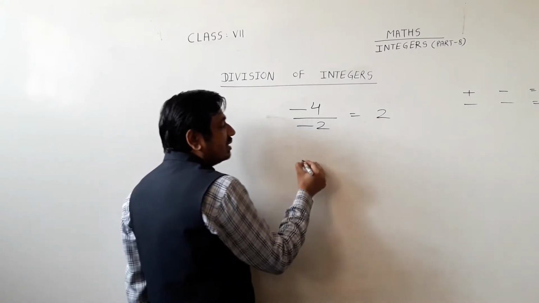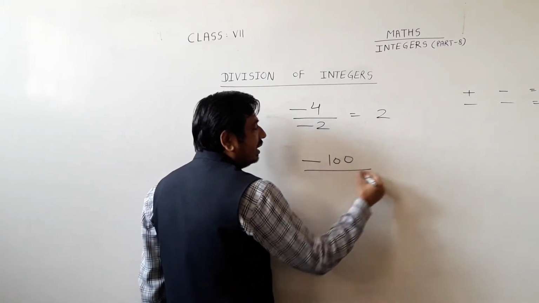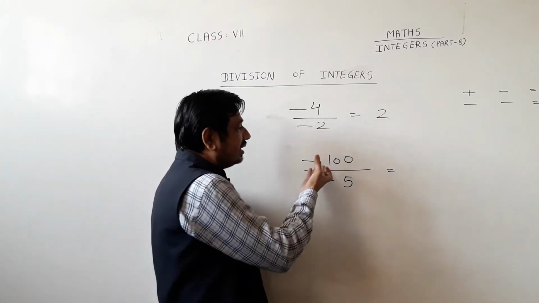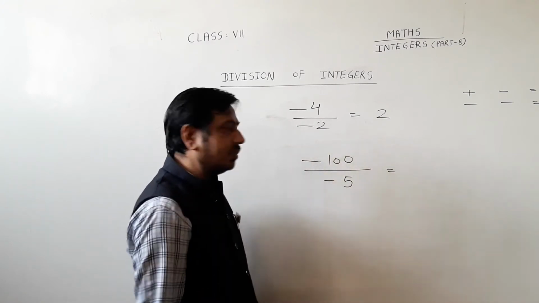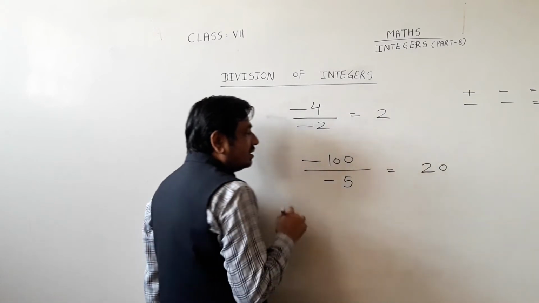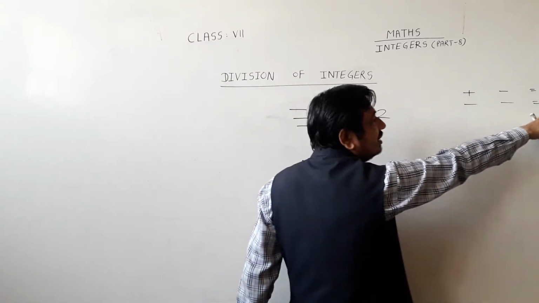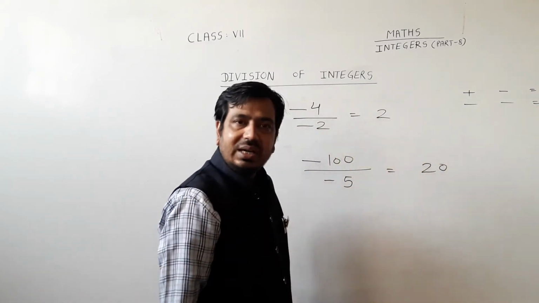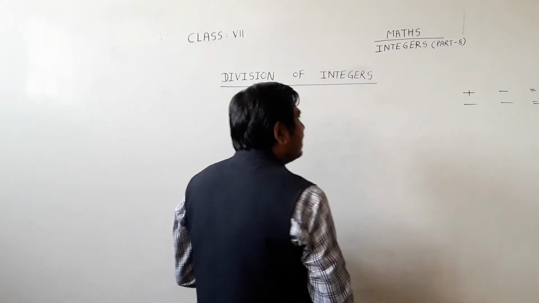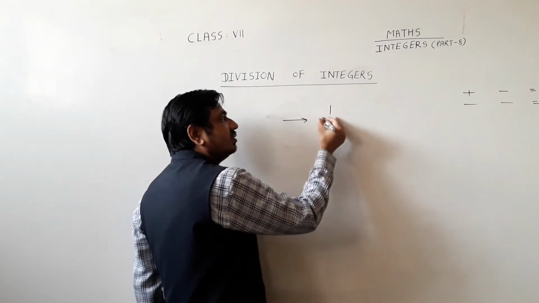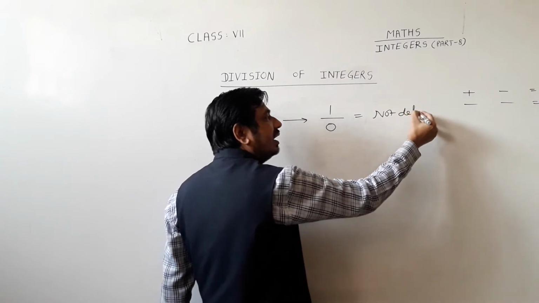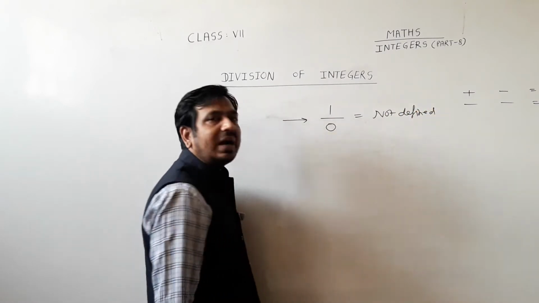Now class, take more examples, minus 100 divided by minus 5. Both numbers are negative. Minus 100 is divisible by minus 5. So class, just divide 100 by 5 and you get 20. And since both numbers are negative, the resultant sign is positive. Okay class. Now take various more examples. But remember class, you can't divide by 0. 1 upon 0 is not defined. Class, we never divide by 0.